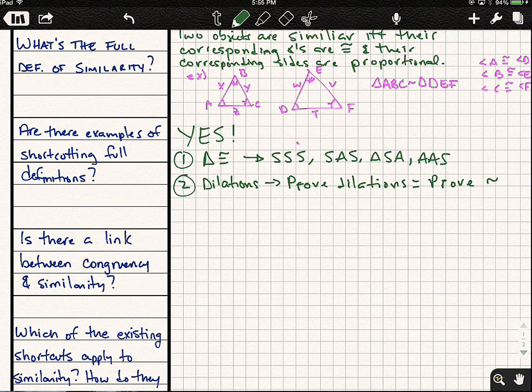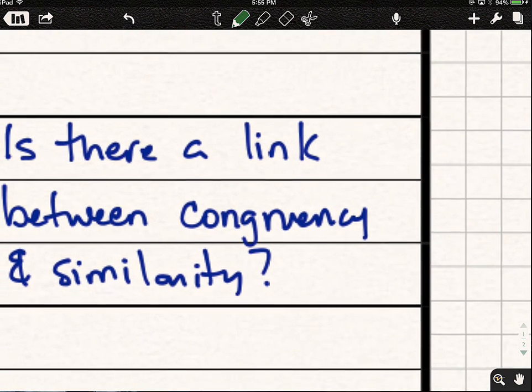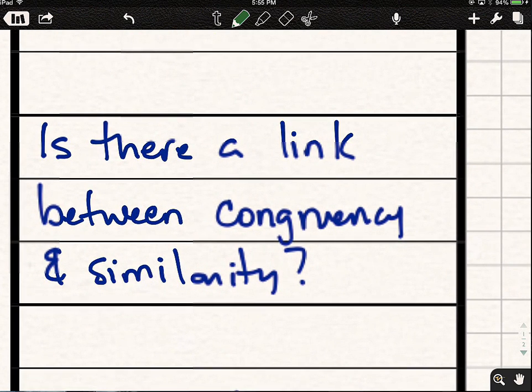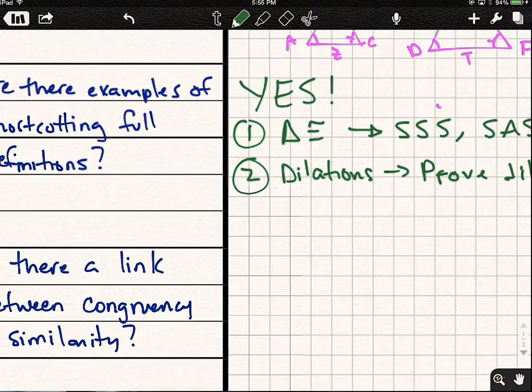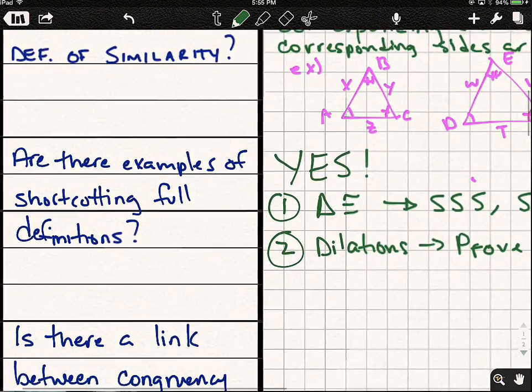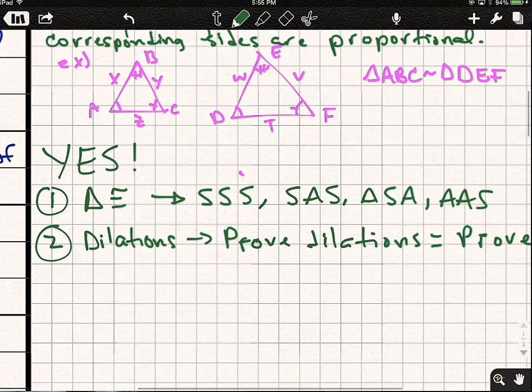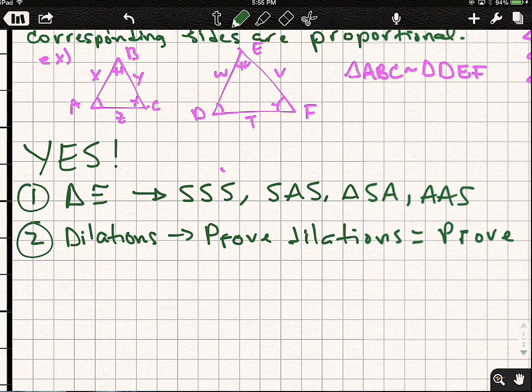Now, to help us understand where I'm going with this, a very important question for us becomes: is there a link between congruency and similarity? The reason this is important is because if we look at our precedents, examples of shortcutting full definitions in the past, the only real example we had is triangle congruency. Dilations are fine, but dilations are extremely limited. You have to be on a grid for dilations to actually make sense.